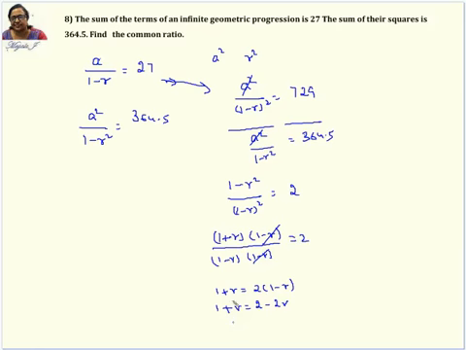What will come here? Bring this 2r to this side. Then this will become 3r, and bring the 1 to the other side, so 3r equals 1. Therefore, what is r? 1 by 3. Good. That's the answer. Okay, move on to the next one now.